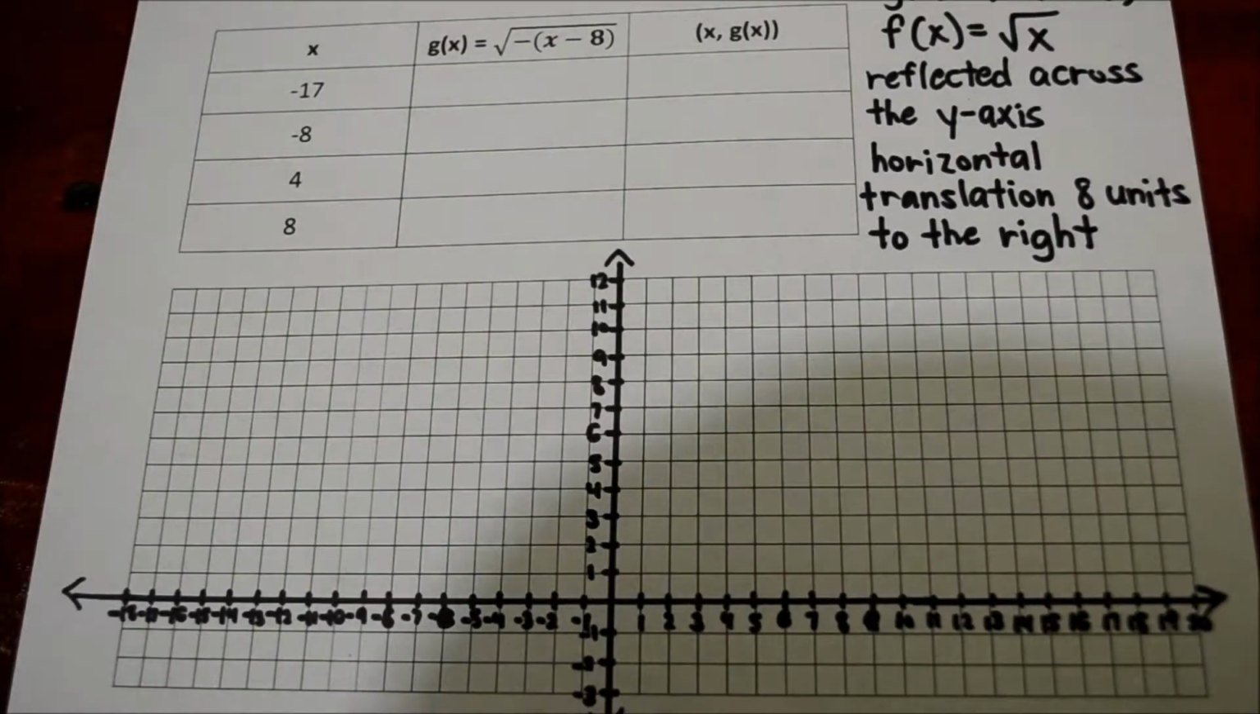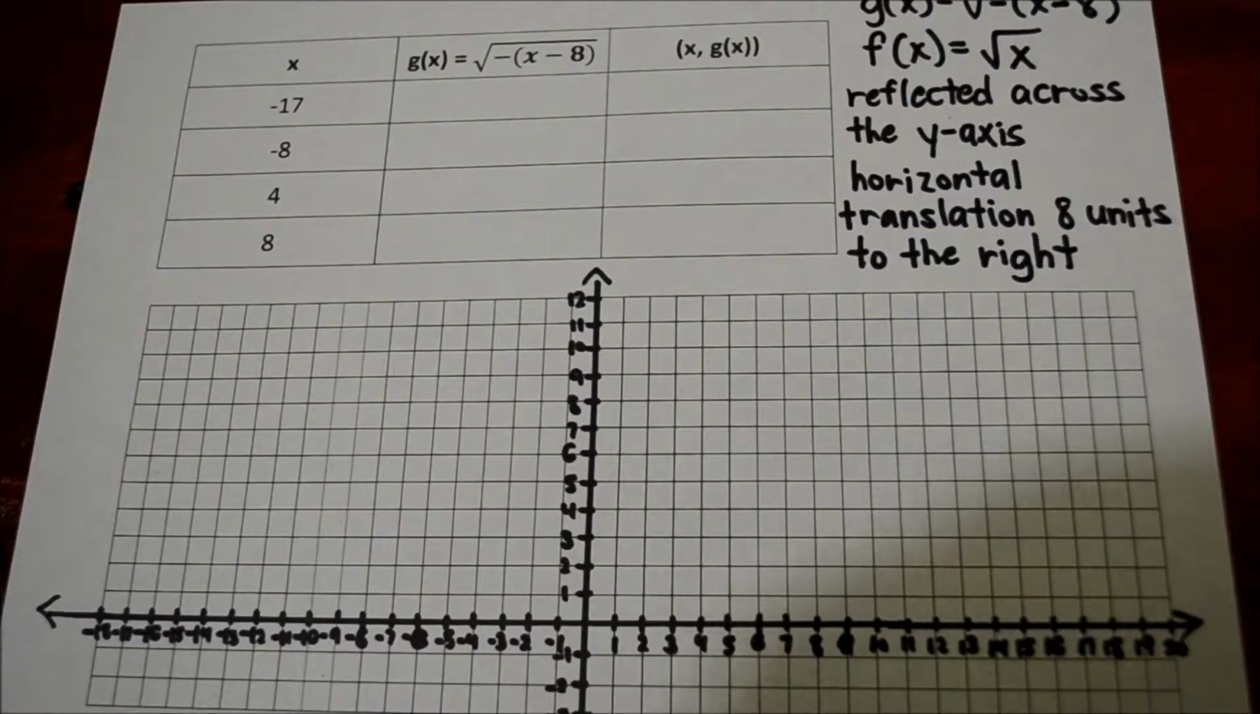Our transformations are a reflection across the y-axis and a horizontal translation 8 units to the right. Then we can graph the transformed radical function with or without a graphing calculator, but let me show you how to graph without one. You can print a blank graph online, which I did, or you can make a graph on your own.